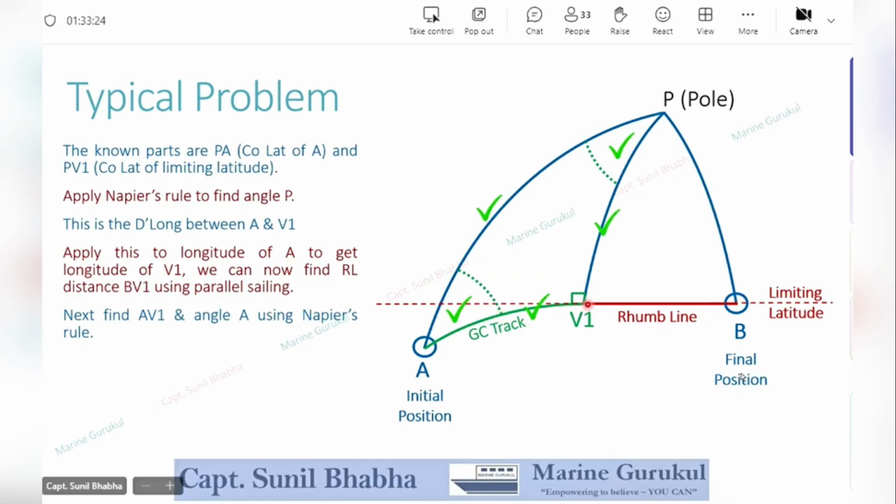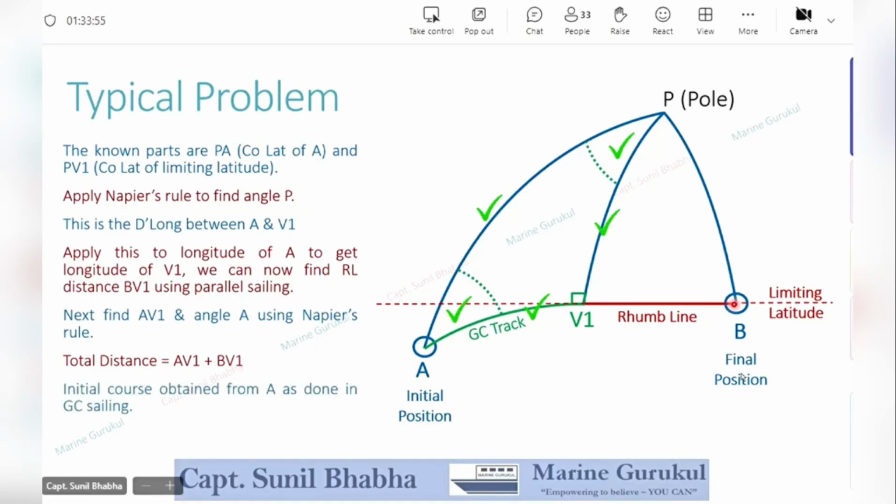So once we have the longitude of vertex 1, we also have the longitude of our destination position. We can find out the d long between Bravo and vector 1, and using parallel sailing, we can also obtain the Rumline distance, that is vector 1 to Bravo. And once we obtain this Rumline distance, AV1, alpha vector 1, the GC distance, and vector 1 Bravo, the Rumline distance, combined together give us the total composite distance.